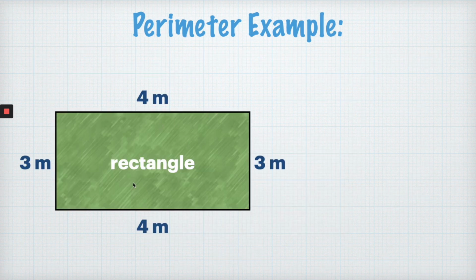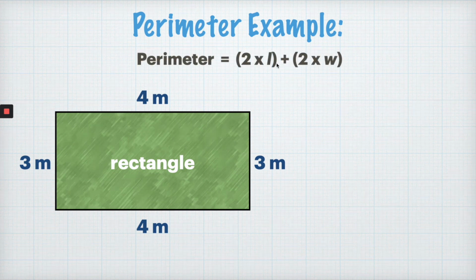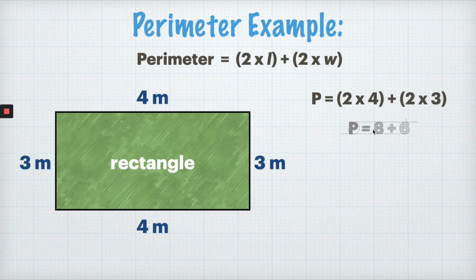All right, so here's some examples again. Let's use the same formula, and let's go ahead and write this formula now. So 2 times L plus 2 times W is equal to our perimeter. So we have P equals 2 times 4 plus 2 times 3. And we're going to get, again, P equals 8 plus 6. And we're going to get P equals 14 meters.